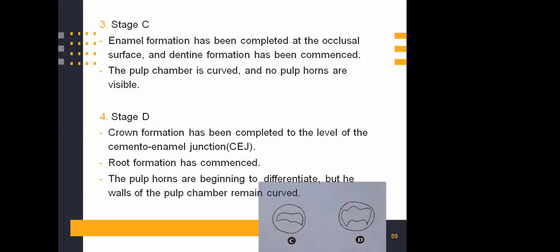In stage C, enamel formation has completed at the occlusal surface and the dentin formation has commenced. The pulp chamber is curved and no pulp horns are visible in this stage. In stage D, crown formation has been completed at the level of the cementoenamel junction. Root formation has commenced. The pulp horns are beginning to differentiate, but the walls of the pulp chamber remain curved.